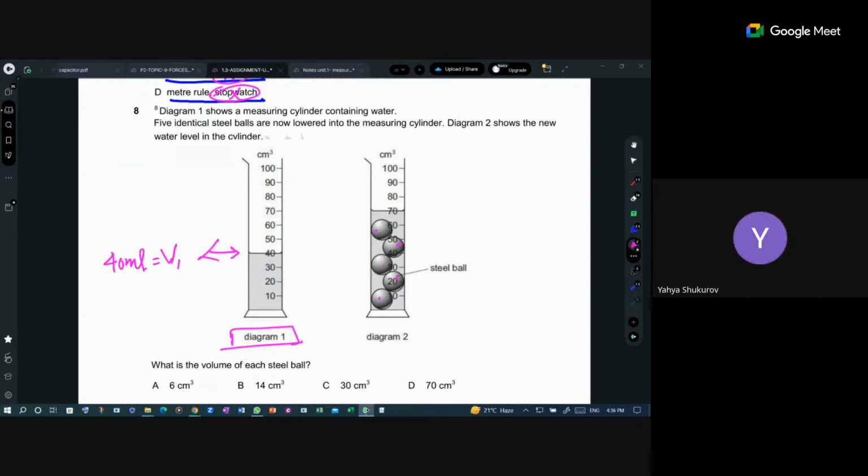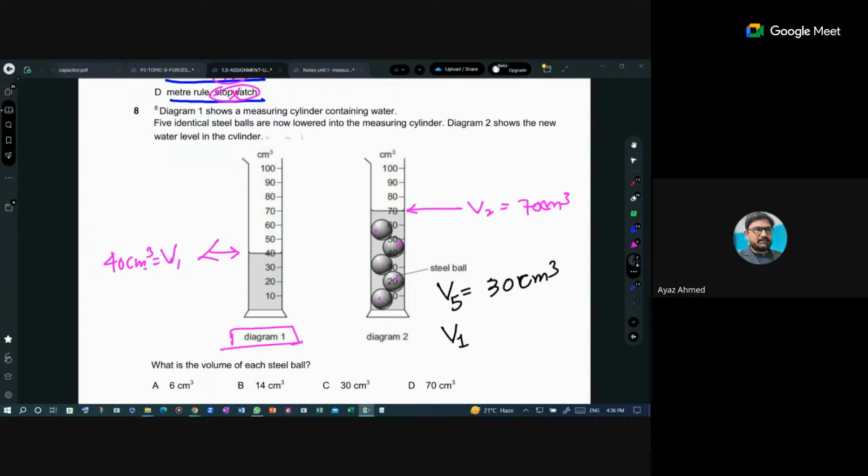40 ml, or 40 cm cube. And volume two is 70 cubic centimeter. It means the rise in the volume due to these five marbles is how much? 30. V of five marbles is 70 minus 40. It is 30 cubic centimeter.